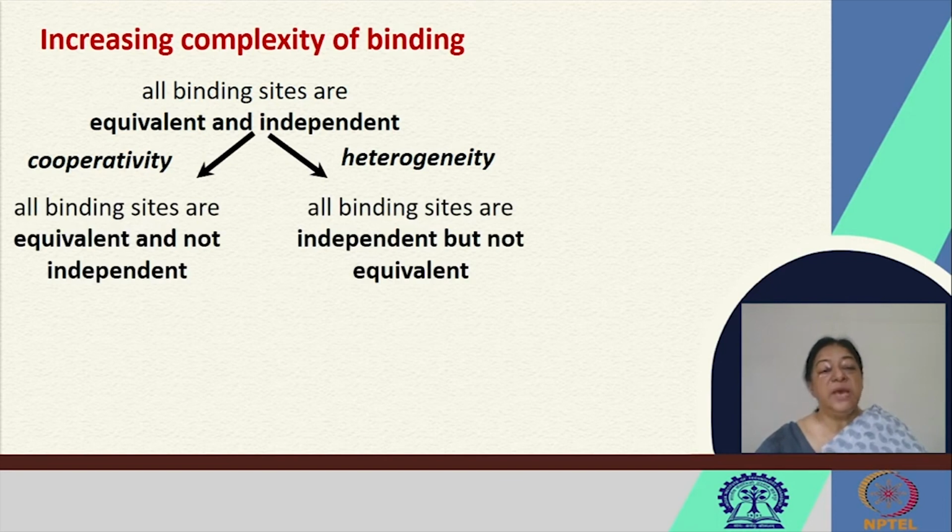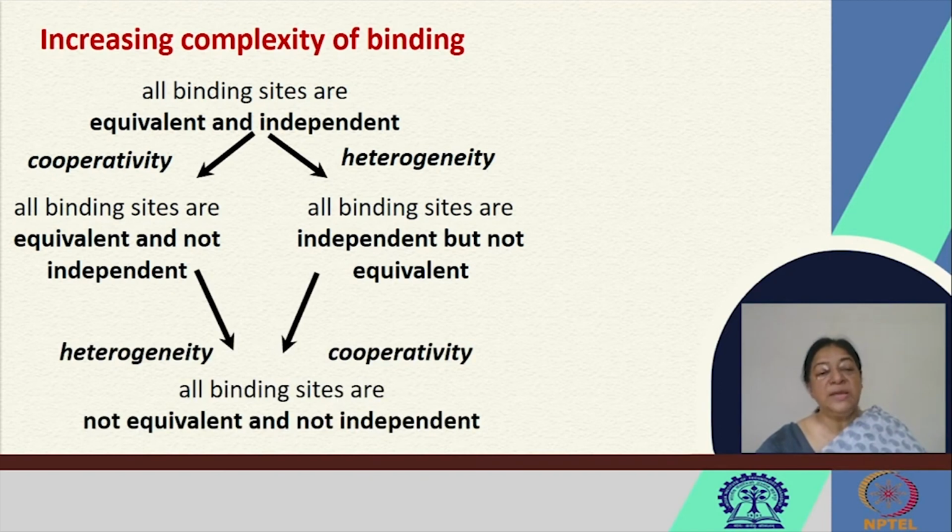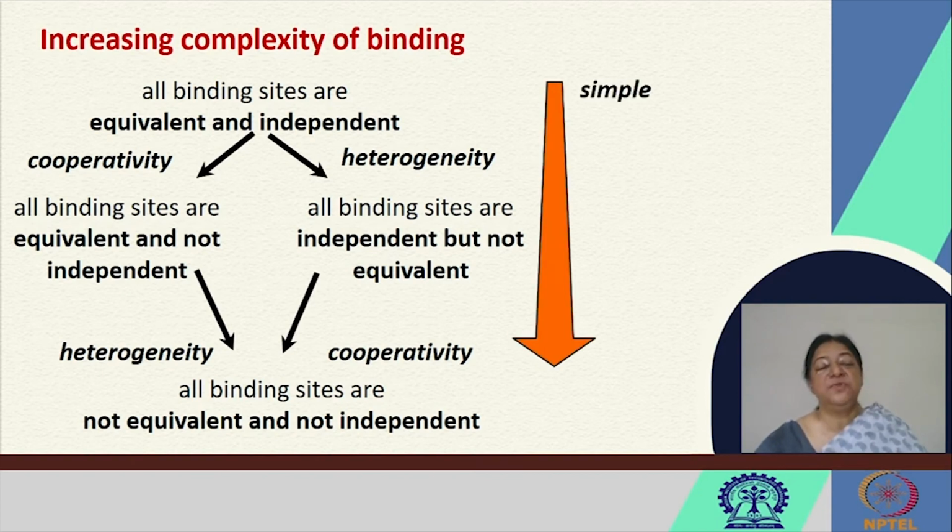In cooperativity, we have all the binding sites that are equivalent, but they are not independent of each other. And in heterogeneity, we have all binding sites that are independent but not equivalent. As we look at heterogeneity and cooperativity, therefore, we can have all binding sites that are not equivalent and not independent of each other either. So this gets from a simple situation to a gradually difficult and very complex situation in understanding protein ligand binding altogether.